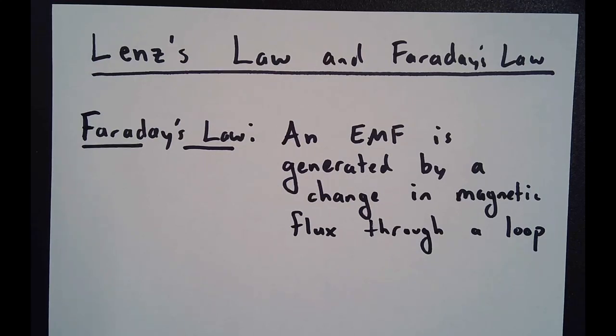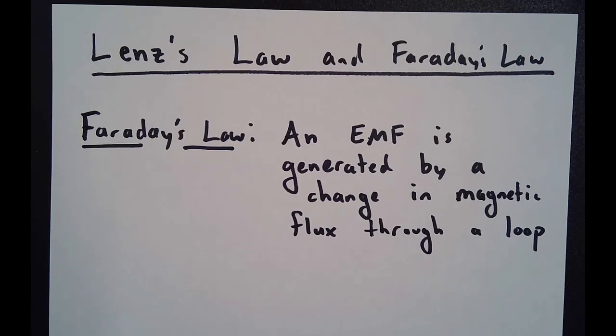We can't. Yep, go ahead. I was just going to use Lenz. Lenz, we'll get there in a second. Lenz talks about the direction of the current flow in the loop. Lenz's law will help us predict whether it is clockwise or counterclockwise around the loop. So Faraday is there is a current. Lenz is which direction the current will flow.